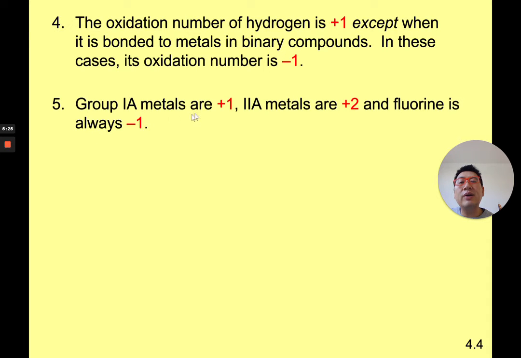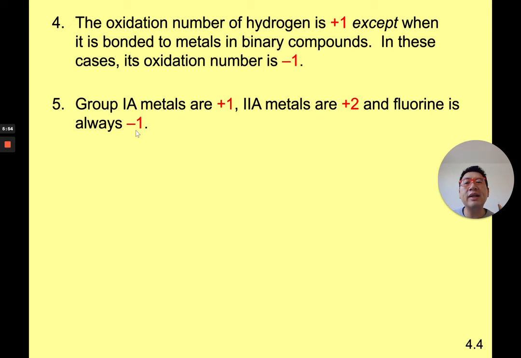Group 1 metals, your alkali metals. Group 2 metals, your alkaline earth metals. I don't have a periodic table in front of me right now, but group 1, the first column on a periodic table, like sodium, lithium, are group 1 metals. Group 2 metals, like calcium, magnesium. Group 2 metals, always +2. There are no exceptions to that.